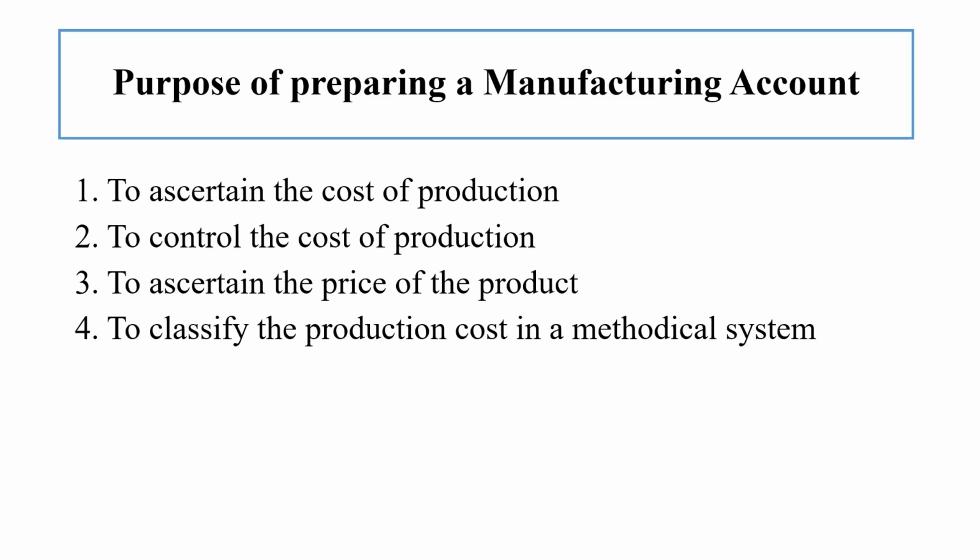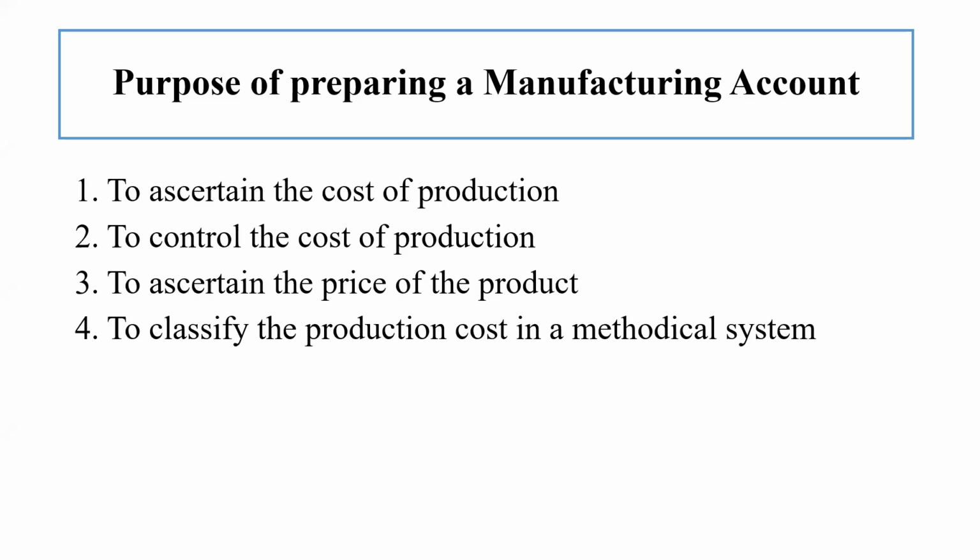And also to ascertain the price of the products. Obviously, you don't want to sell it at a lower price than what you spend. If you're spending $10 on something, or let's say 100 rupees, you want to earn something above that, right? So for you to fix the price, obviously you need to know the cost. And also to classify the production cost in a methodical system. Now, what you can do is you can take all your costs.